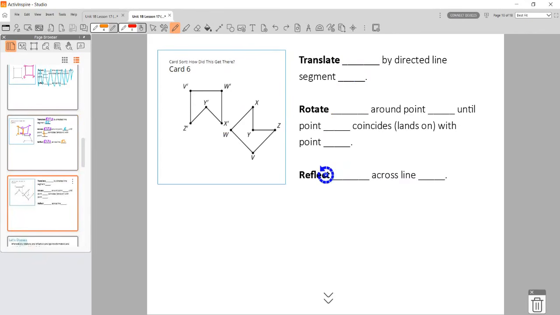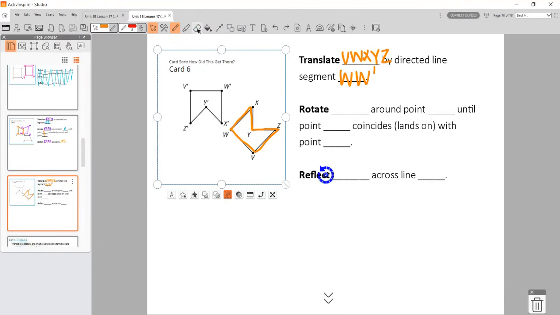All right, then card number 6. Again, we'll move this original onto the image. So this time we have V, W, X, Y, Z that we're going to be moving. It's not touching the other ones. We know we're going to start with a translation. Pick any of the points that are matching that you want to get together. I'm going to go W to W prime. So I'm going to move this pentagon.